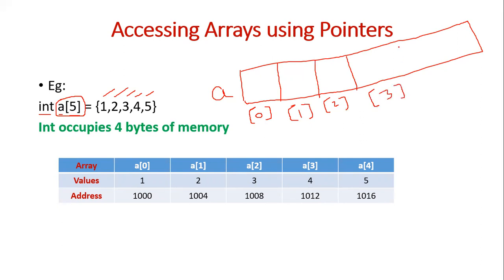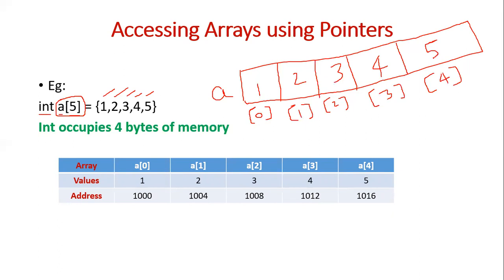Okay. And the fifth location will be called A of 4. Right? Okay. And what happens? 1 will be stored in A of 0. 2 will be stored in A of 1. Okay. 3 will be stored in A of 2. 4 will be stored in A of 3. And 5 will be stored in A of 4.